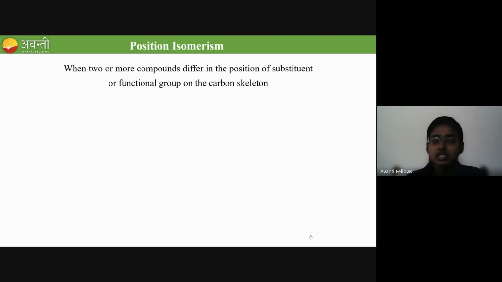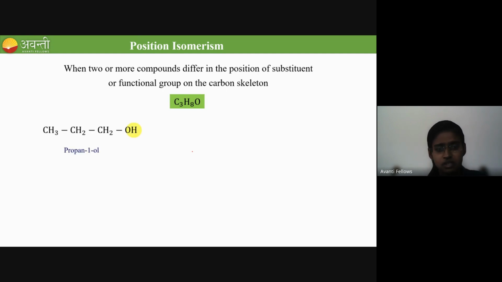So coming to position isomerism, when two or more compounds differ in the position of the substituent or functional group on the carbon skeleton, then we call those position isomers. For example, let's take the formula C3H8O. The first compound that I can draw for this is propan-1-ol. OH is the alcohol group and that OH is attached to the first carbon. The numbering has to be done from right to left. So 1, 2, 3. So propan-1-ol.